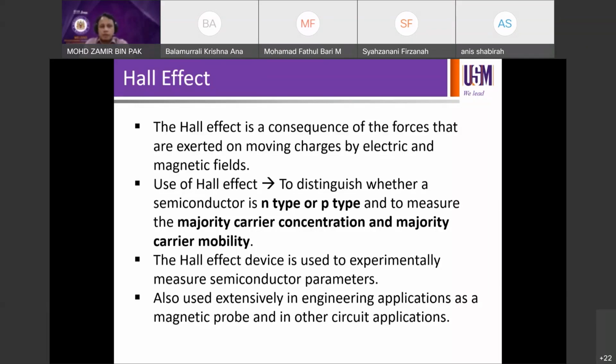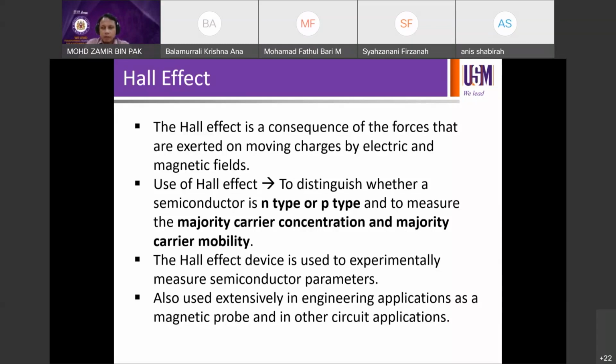So what is Hall effect? Hall effect is, if you like, a mechanism, but physically, it's also an equipment that you can use for the measurement of electrical properties of a semiconductor material or a semiconductor device, right? So you use it to characterize electrical properties of a semiconductor material or device. Hall effect is a consequence of the forces that are exerted on moving charges by electric and magnetic fields. So it's forces exerted on moving charges, right?